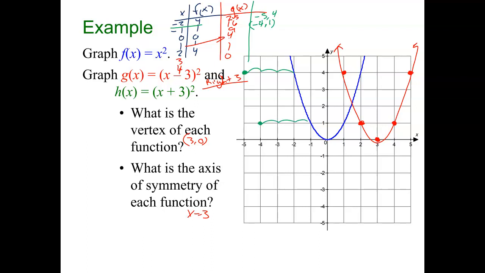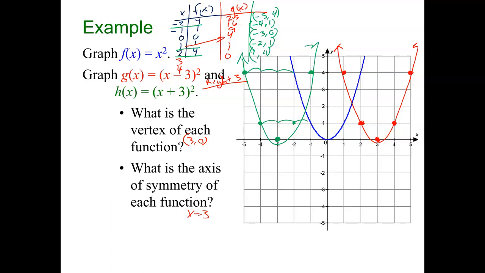Instead of having 0, 0, it's going to be -3, 0. Everything is moving 3 places to the left. Instead of having 1, 1, I'm going to have -2, 1. Instead of having 2, 4, I'm going to have 1, 4. Those are going to give me my new points. So when we have that horizontal shift, or -1, 4, yeah, sorry. -1, 4. So here and here, everything moved 3 units to the left.